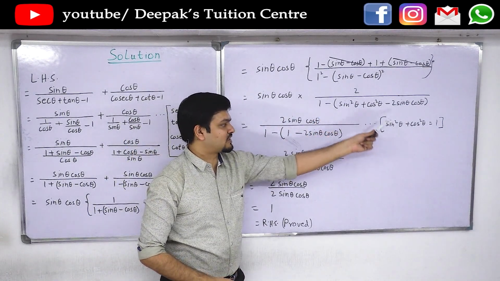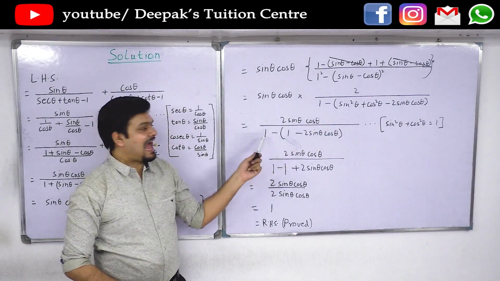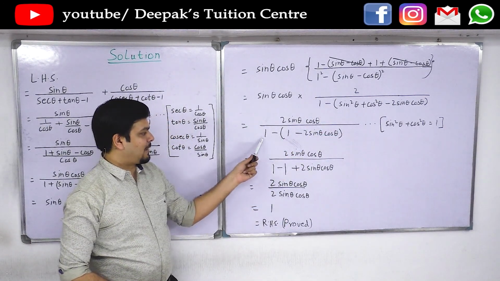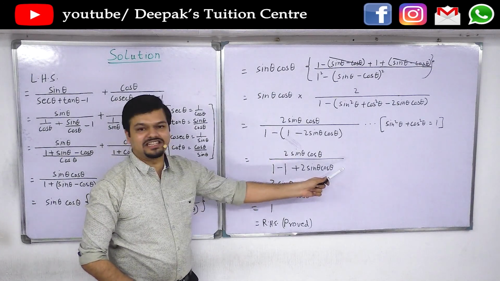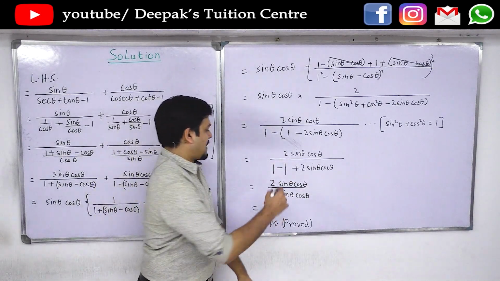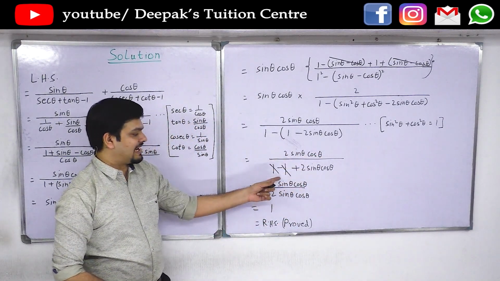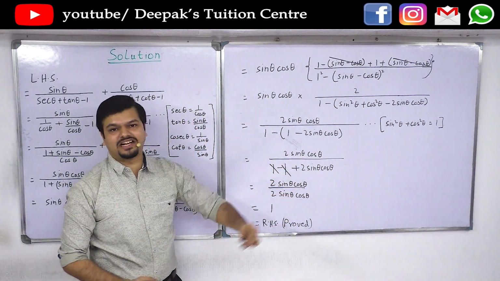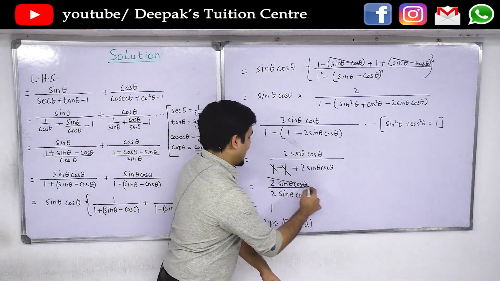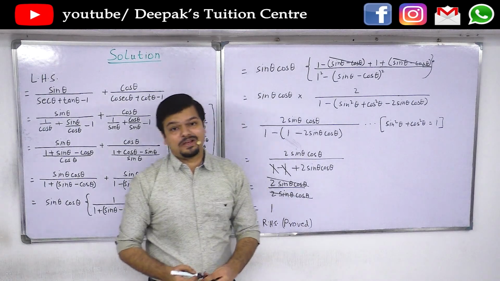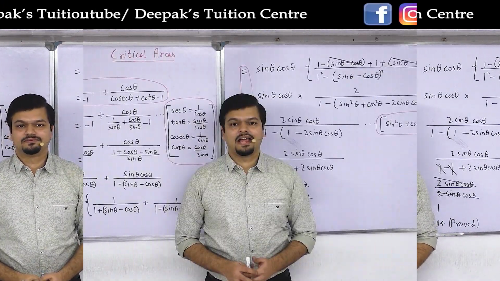Sin square theta plus cos square theta is 1. So we replace sin square theta plus cos square theta by 1 and open the brackets. So we get 1 minus 1 plus 2 sin theta cos theta. Since 1 minus 1 is 0, we get 2 sin theta cos theta in the numerator and 2 sin theta cos theta in the denominator. Since the numerator and denominator are same, we cancel them and we get 1, which is exactly the right hand side, which was required to prove.